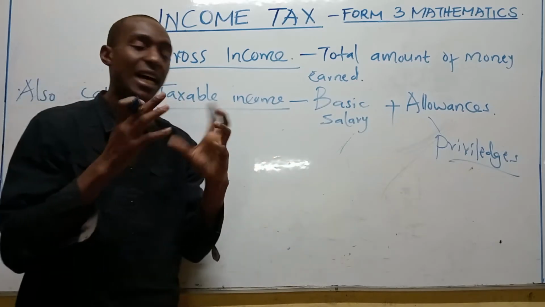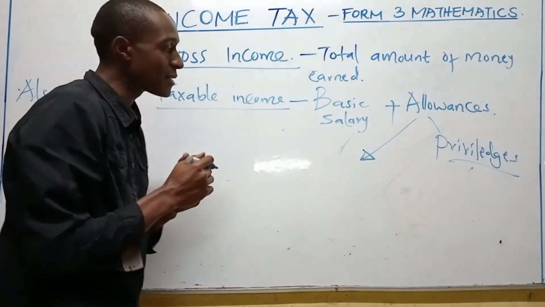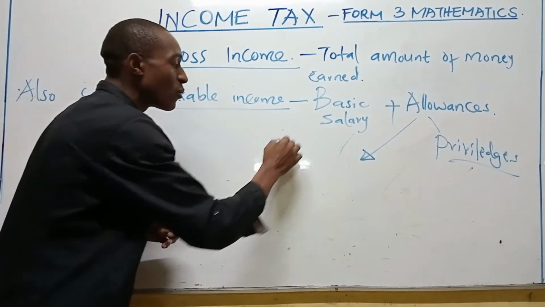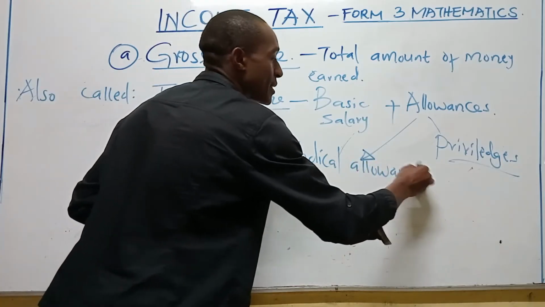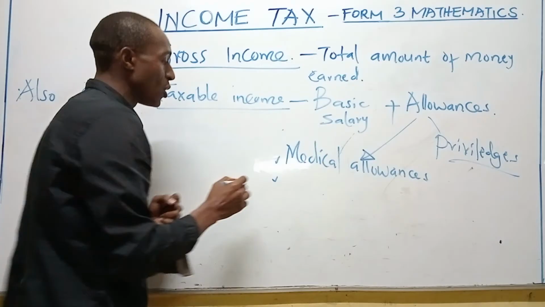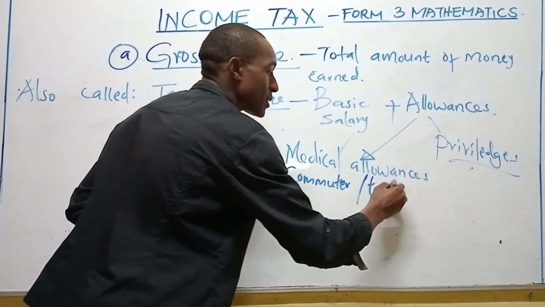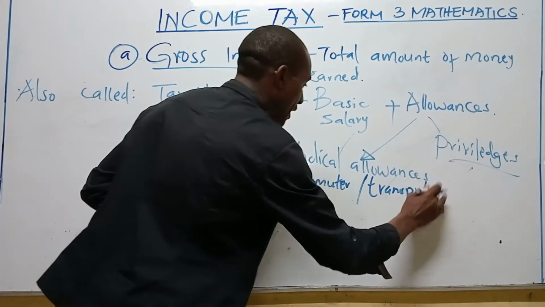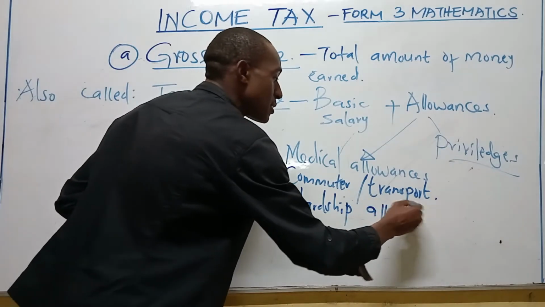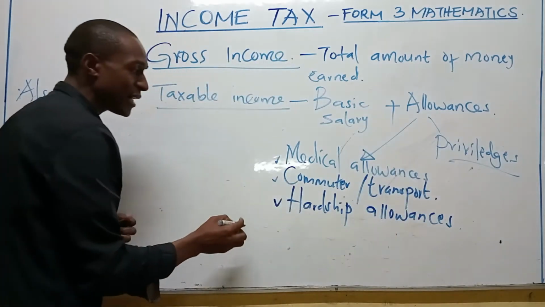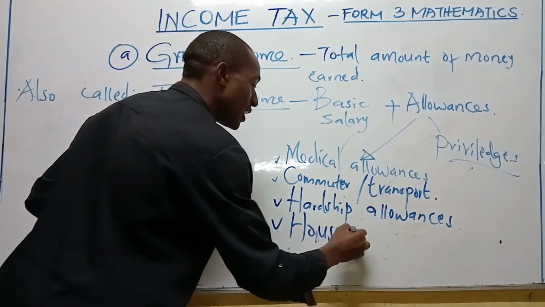We can give examples of these allowances. We shall be applying them as we move on. We have quite common ones for civil servants and even those who work in the private sector. We have medical allowance. Just to name a few, we have commuter or transport allowance. We have hardship allowance. We have quite a number of them. There is house allowance.